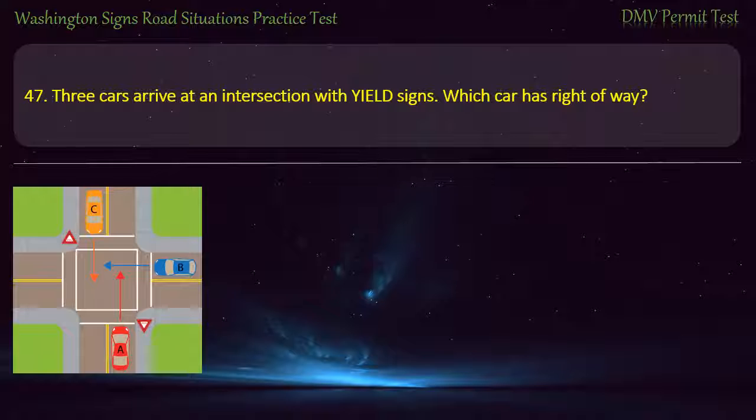Question 47. Three cars arrive at an intersection with yield signs. Which car has right of way? Car C. Car A. Car B. Cars A and C. Answer. Car B.